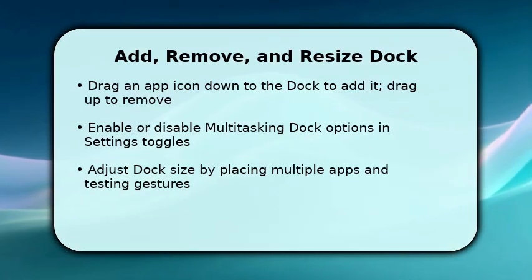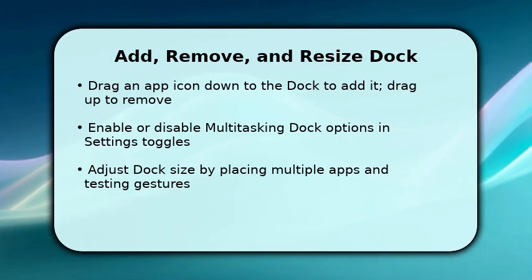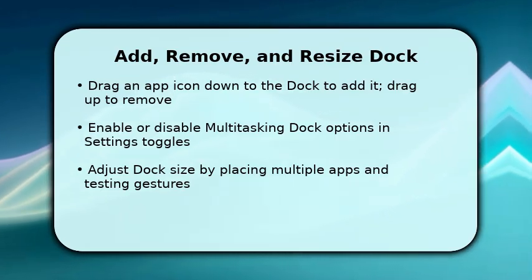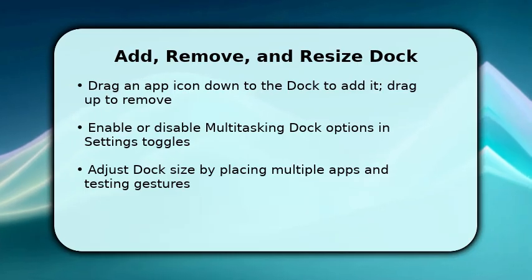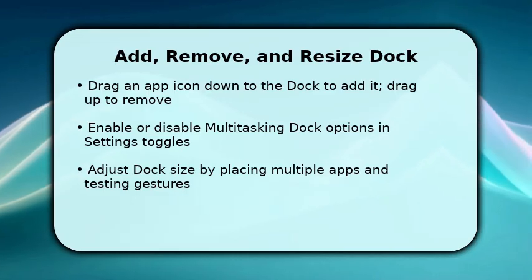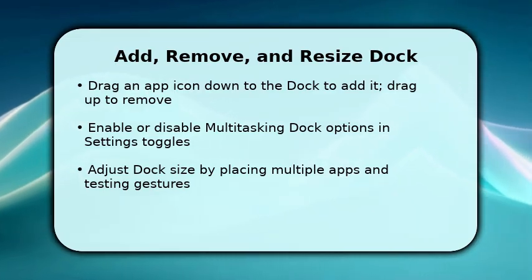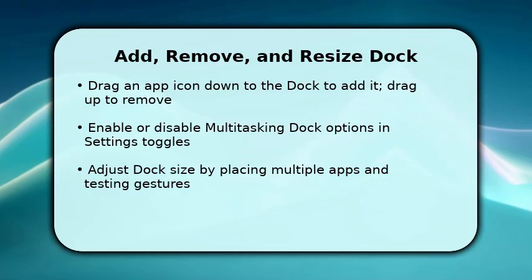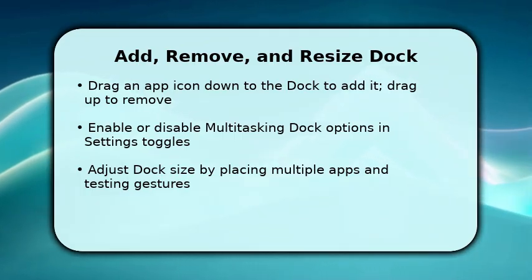To add, touch and hold an app on the home screen until it lifts, then drag it to the dock. To remove, drag it upward off the dock. Once done, make sure to check Settings, Home Screen and Dock for toggles like showing suggested and recent apps or allowing multiple rows. These settings affect how many icons appear and whether recent items show.